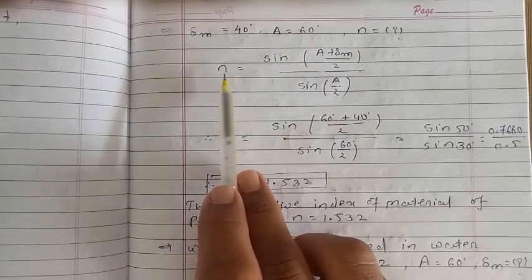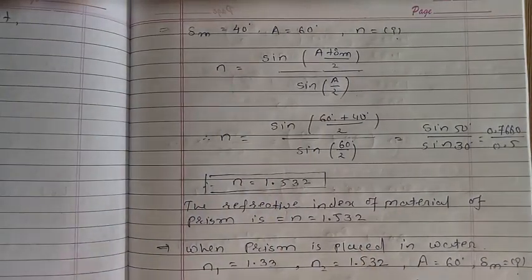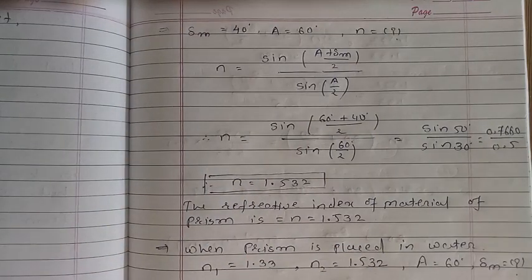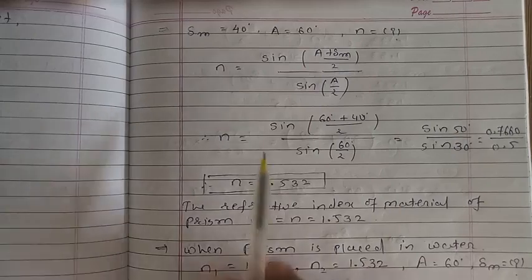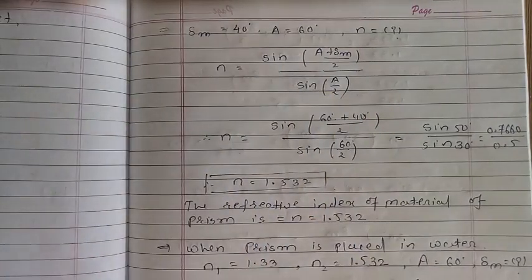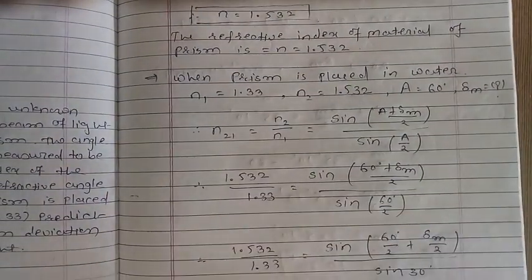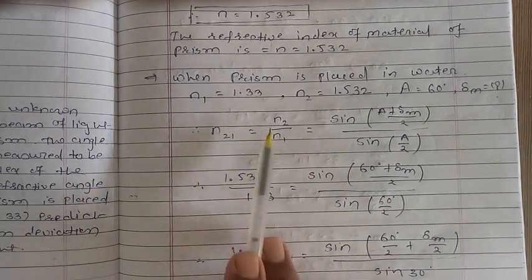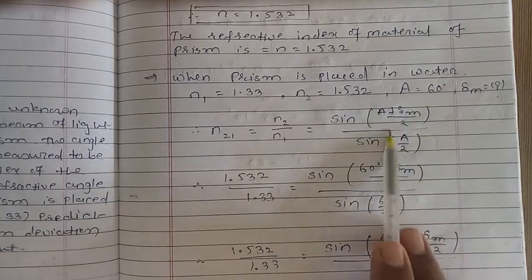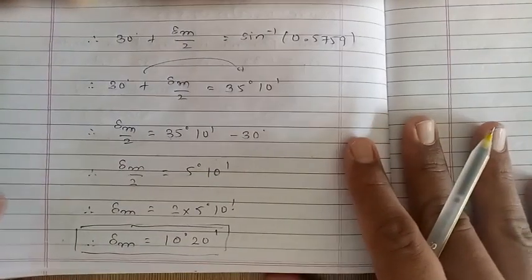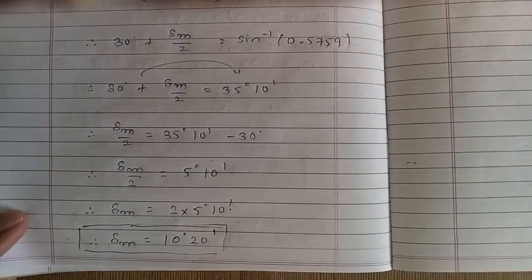So we can say n21 is equal to n2 upon n1. n2 is n. We don't write the value of n1 because we know that n1 is equal to 1, right? So our first medium is air, so n is equal to sin (A plus del m by 2) upon sin (A by 2). But if the medium is other than air, so water, etc., then you have to say n21 is equal to n2 upon n1 is equal to sin (A plus del m by 2) upon sin (A by 2), right? Then you have to put in all the values, then you get the answer, right? Okay, now we move to our next example.